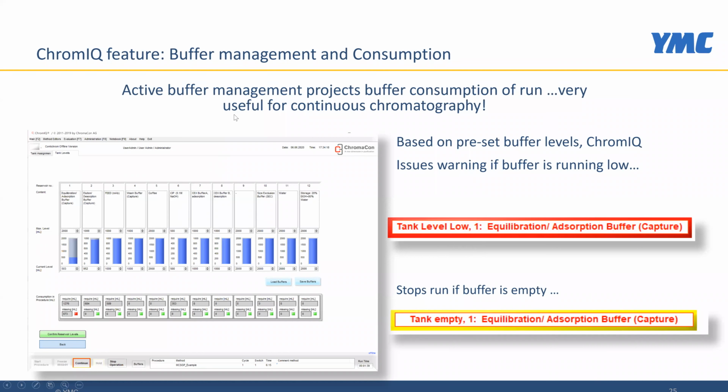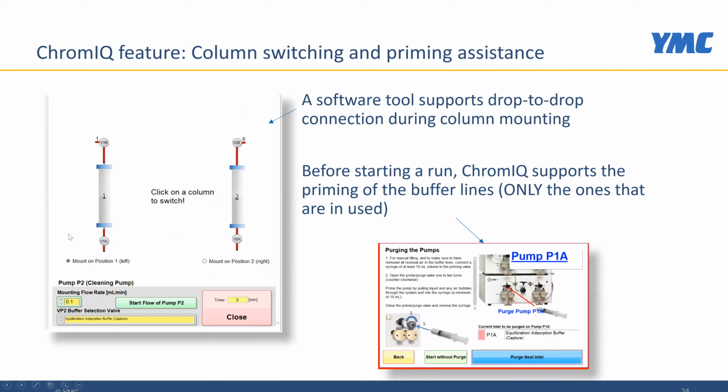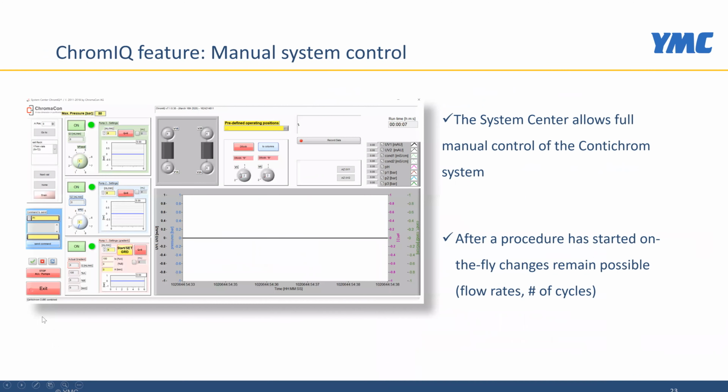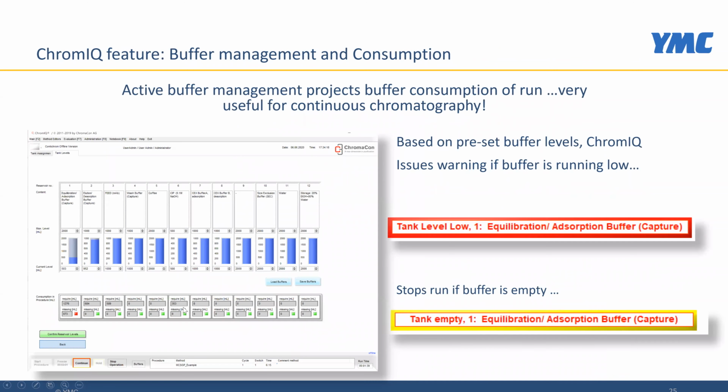Okay, moving on to the buffer management. This is a very important feature for continuous chromatography, and you've seen it on the left-hand side of the flow sheet that I showed you initially. So once you click on that flow sheet here on the left side, assign buffers, you will get to this window that's shown here, and it will show which buffers are connected to the system.